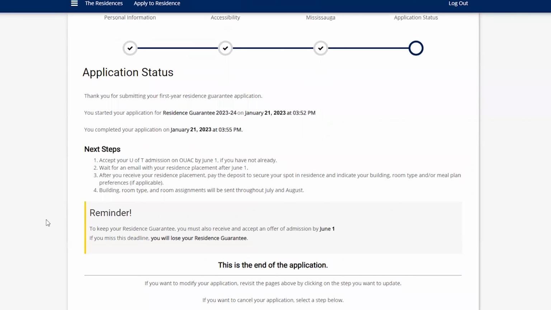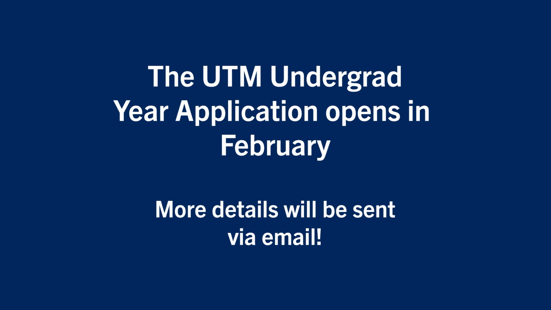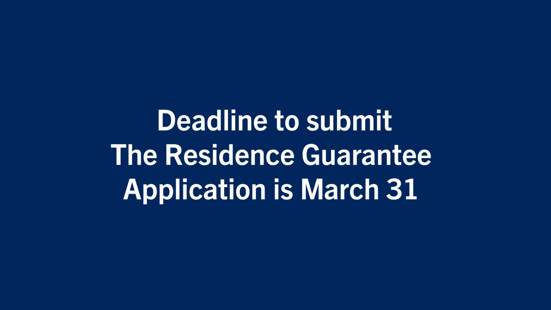When Step 2, the UTM Undergrad Academic Year application, opens in February, you will receive an email within 5 business days with information about how to complete the next step in the application process. As a reminder, the deadline to submit your Residence Guarantee application is March 31st.